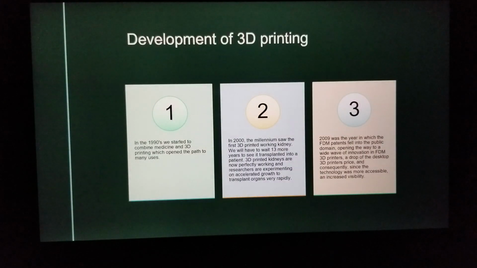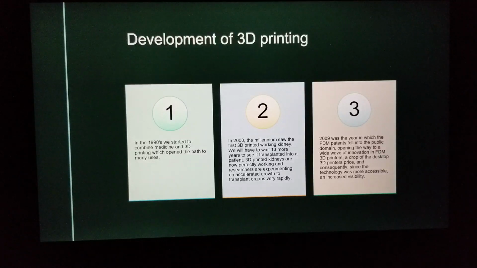In the 1990s, we started to combine medicine and 3D printing, which opened the path to many uses. In 2000, the millennium saw the first 3D printed kidney, which is now working perfectly. Researchers are experimenting on accelerating growth to transplant organs. Then in 2009, FDM patents fell into the public's hands, opening a wide wave of innovations, which dropped the printer's price.